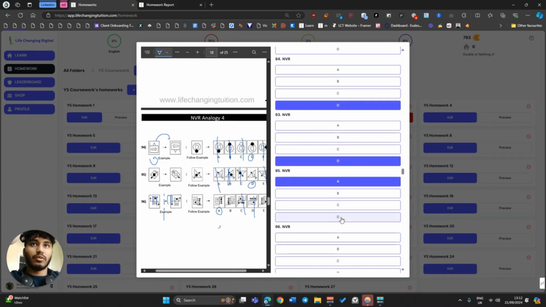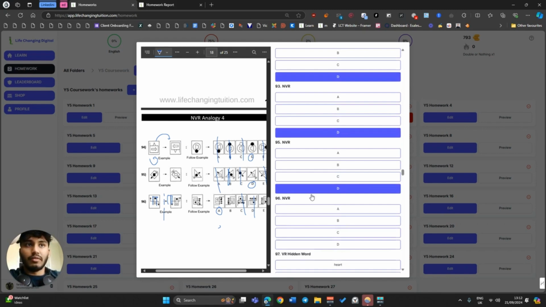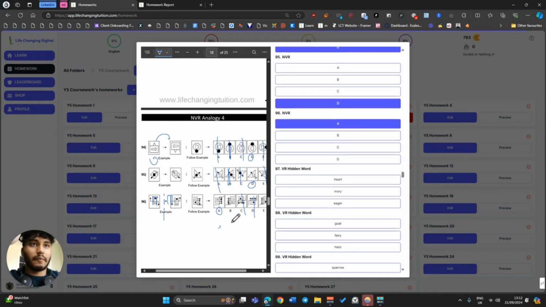So this was D. Oh, 94 was D, and 90. It looks like the numbers are a bit messed up. I'll fix that. But 95 and 96 was A.